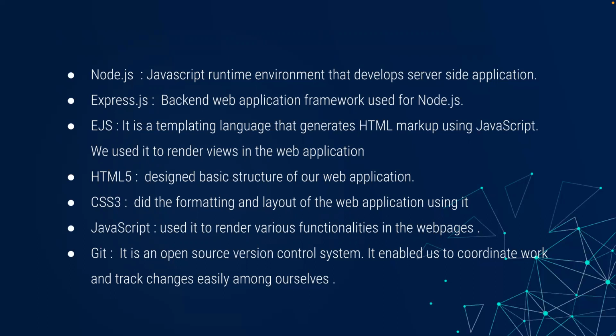Secondly, we have used Express.js, which is simply a backend web application framework for Node.js. It helps in designing web applications. EJS, which stands for Embedded JavaScript, is a simple templating language that is used to generate HTML markup using JavaScript. In our application, we have used it to render views in our web application.